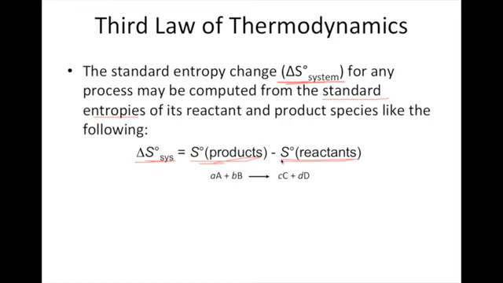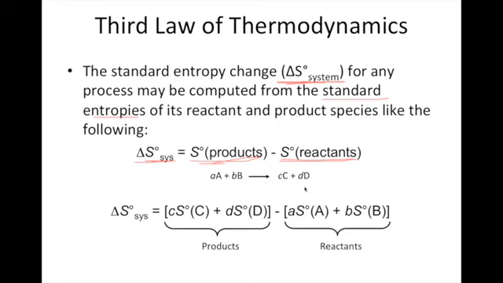So if we have a reaction like this, a moles of A plus b moles of B yields c moles of C plus d moles of D, the equation we could expand to what you see here, where the change in entropy of the system under standard conditions is the sum of the entropies of the products, times however many moles we have, minus the sum of the entropies of the reactants, times the number of moles of each of the reactants.